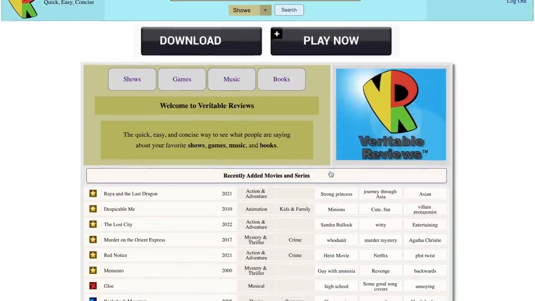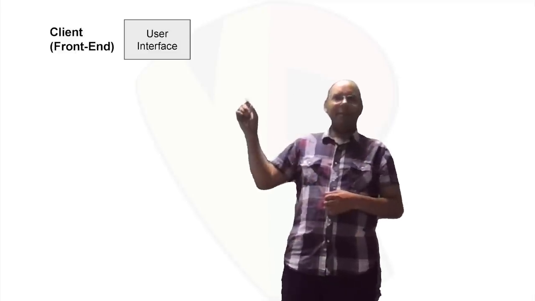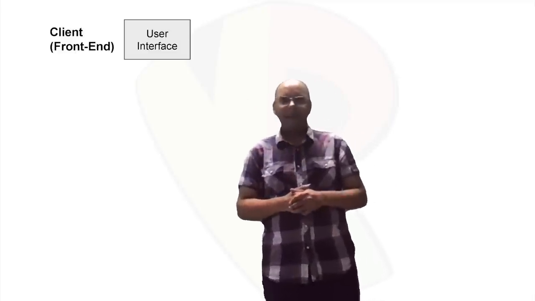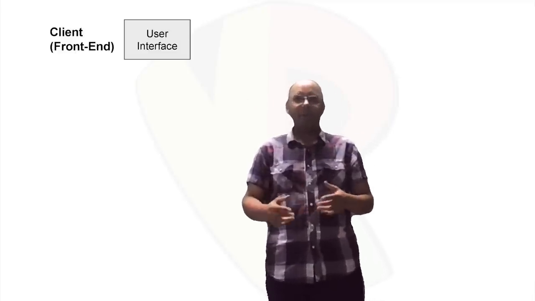With that out of the way, let's jump into part one of how websites work. Let's start with the client, also known as the front end. It's what the user sees and where the user scrolls and clicks.